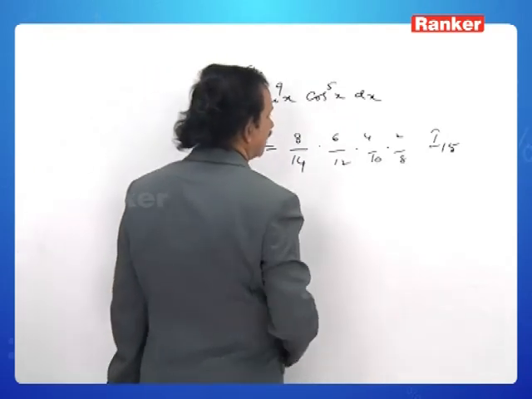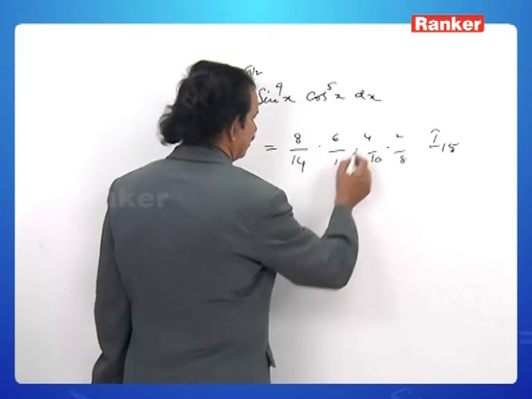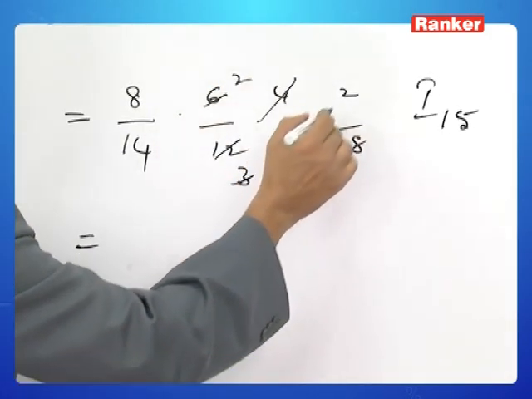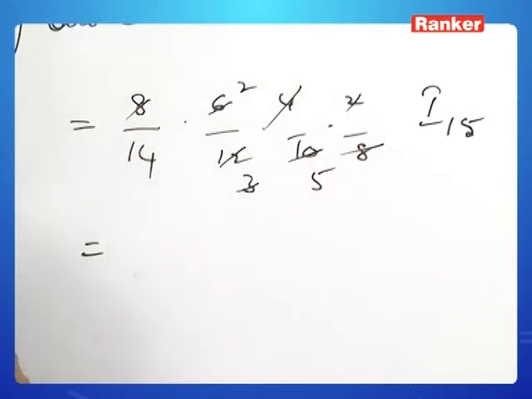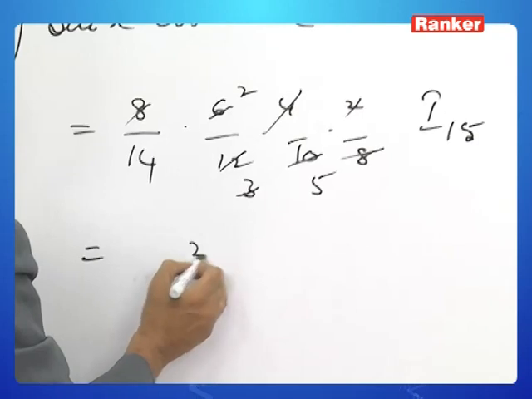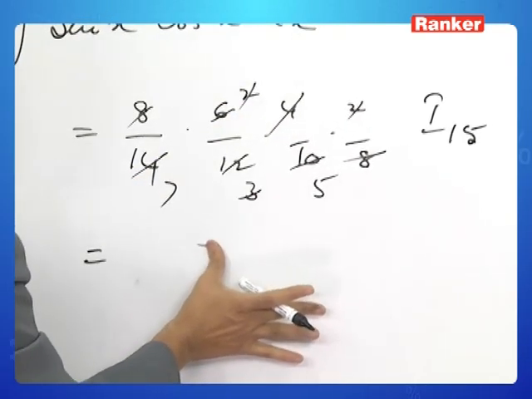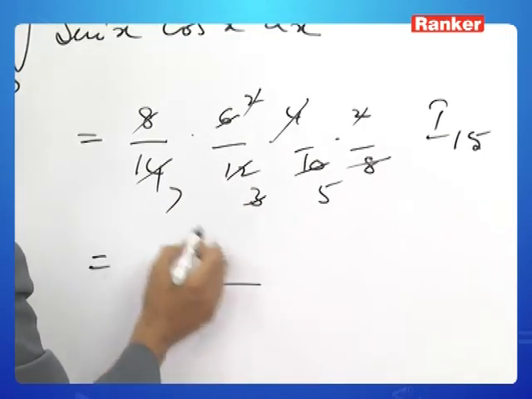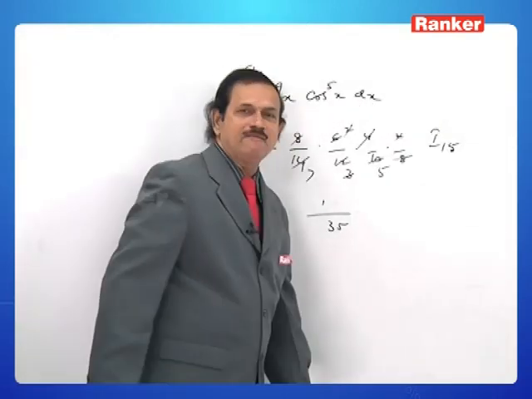Okay, this is equal to, there might be so many cancellations it seems. 4 goes 3 times, 3 goes 2 times, 7 goes 2 goes 5 times, 8 and 8 will go away, leaving you just 2 in the numerator. This 2 goes 7 times again. So that is 1 by 7 5, so 35 into what is I15?